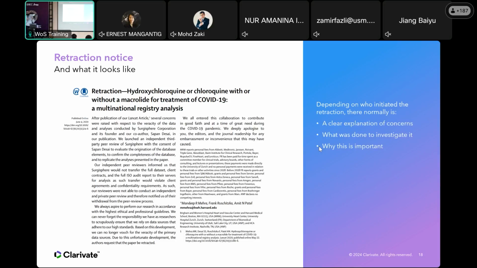Number two, if reputation is important, is to explain what was done to investigate it. Like we care about it. This is what we've done to investigate this problem. And finally, why this is important, why telling the general public that this shouldn't be treated like the final results. I think this is also a very good idea to explain to the community.